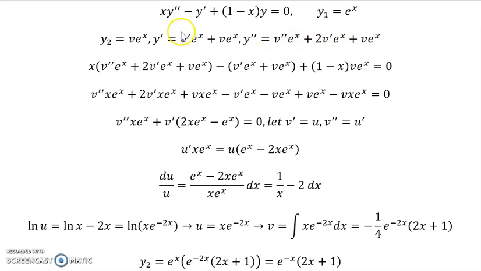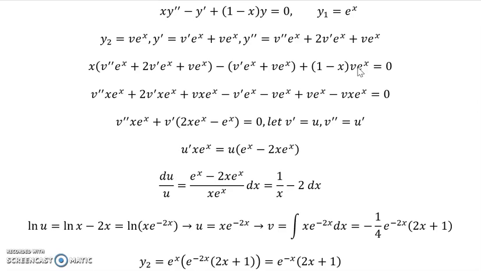And so now we plug these things into our differential equation. So this is our second derivative, and we multiply it by x, just as it was here. And then we have our y prime, just subtracting that, and then 1 minus x times the original y.